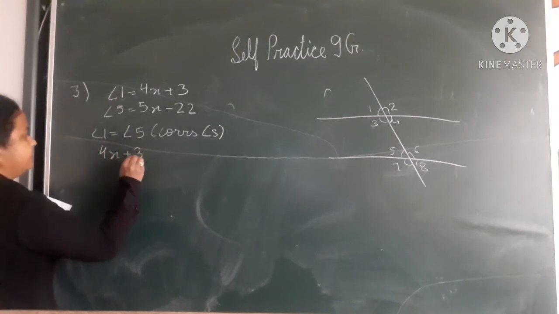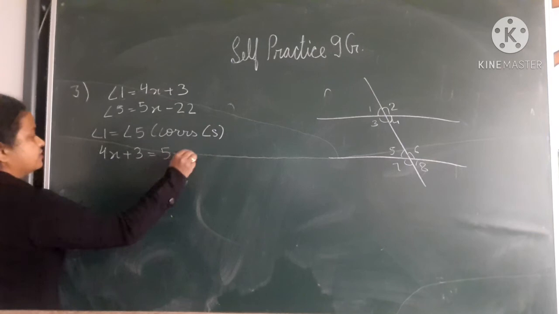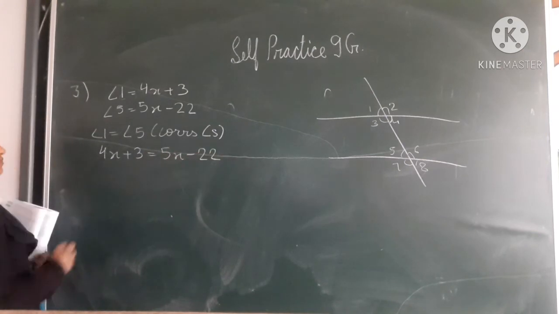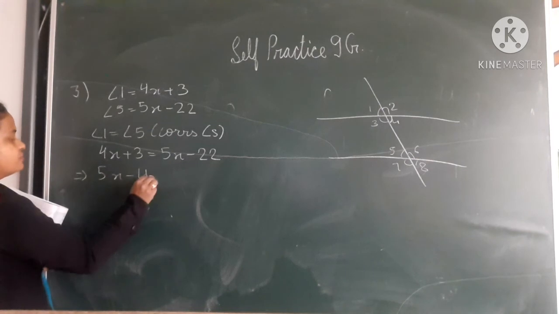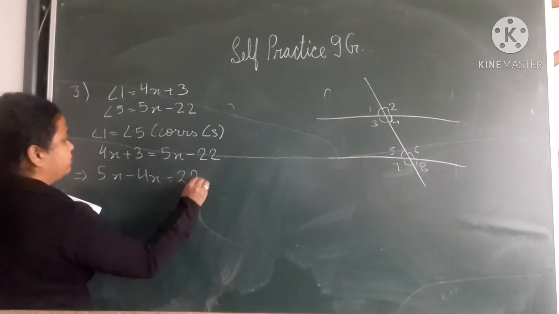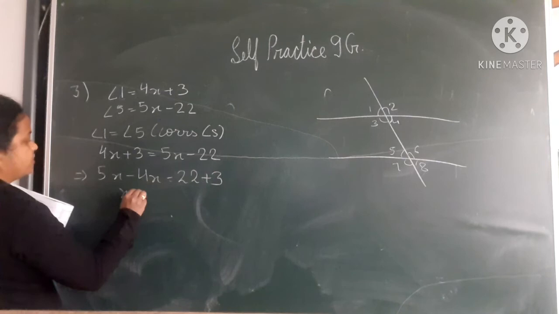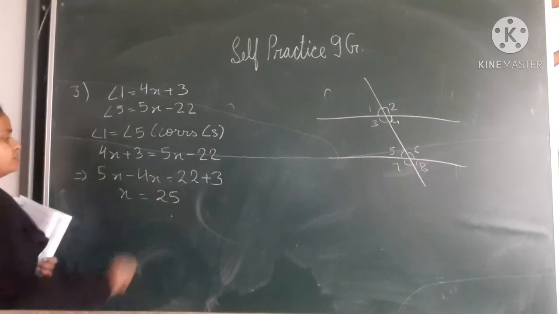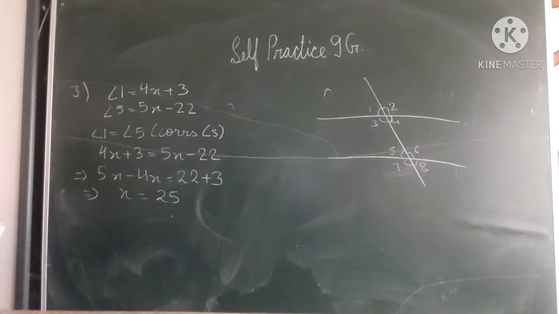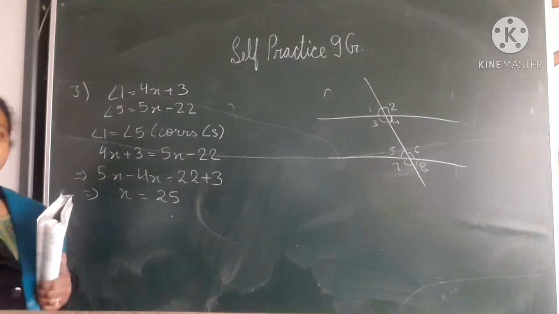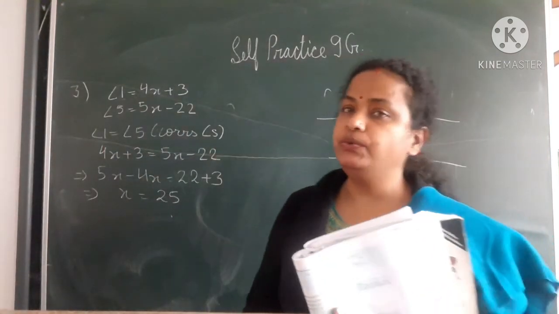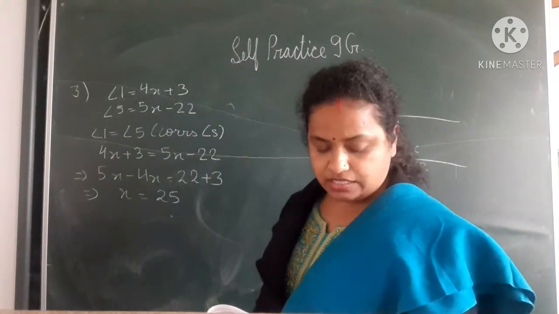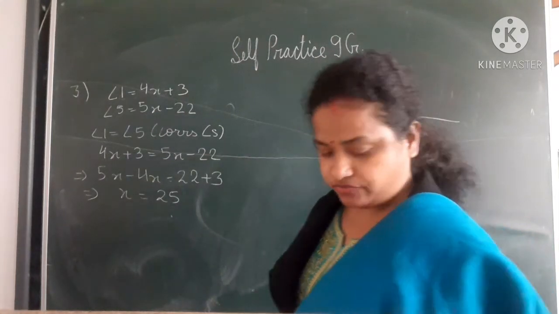4x plus 3 is equal to 5x minus 22. So you will have 5x minus 4x is equal to 22 plus 3. x is equal to 25. So now is it clear? Correct? This part is also correct because you have to see that the value of x should be equal to 25. Now see the C part of it.